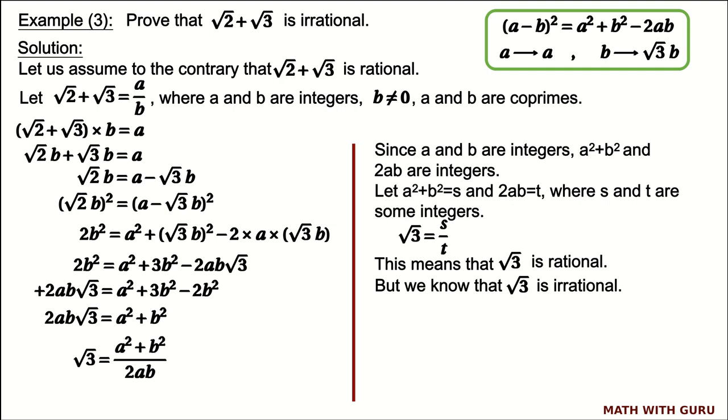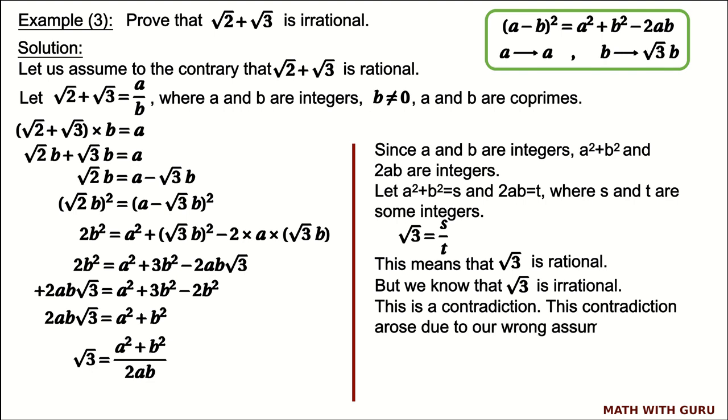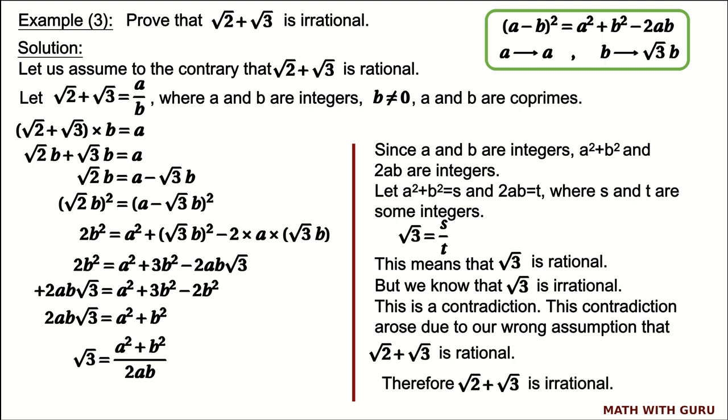3 is a prime number. Root of a prime number is irrational. This is a contradiction. This contradiction arose due to our wrong assumption that root 2 plus root 3 is rational. Therefore, root 2 plus root 3 is irrational.